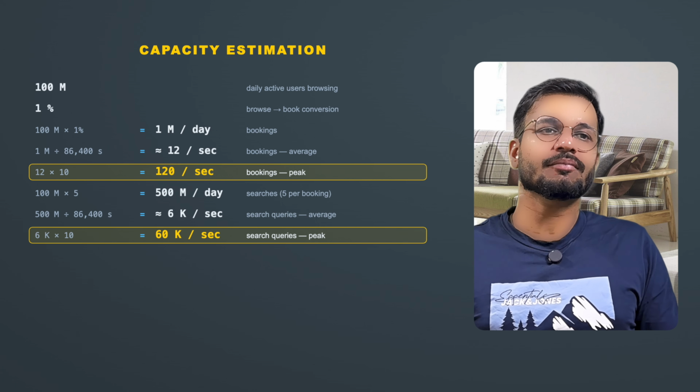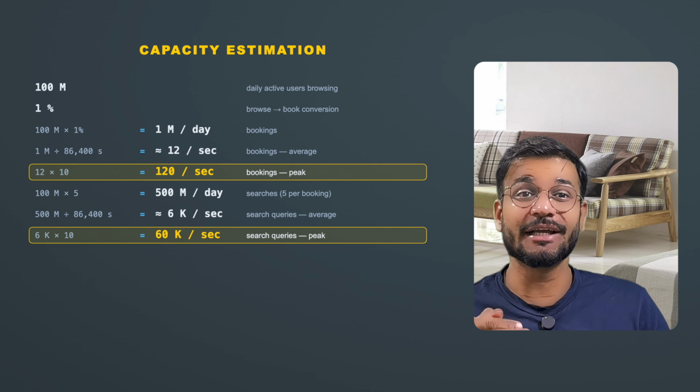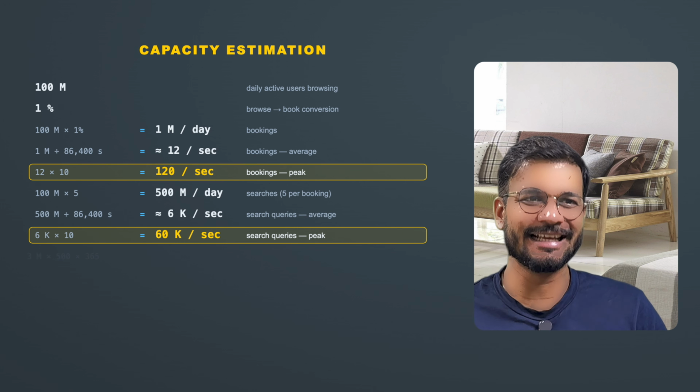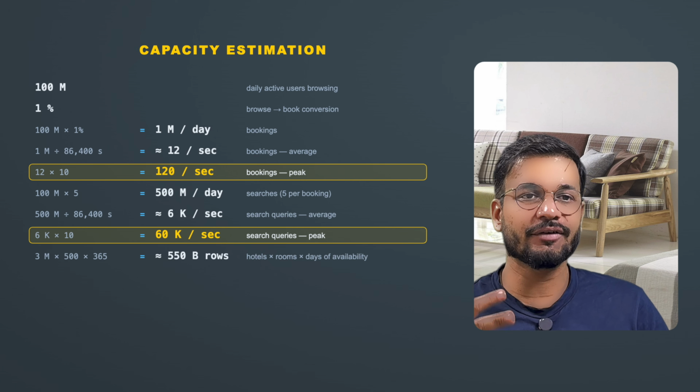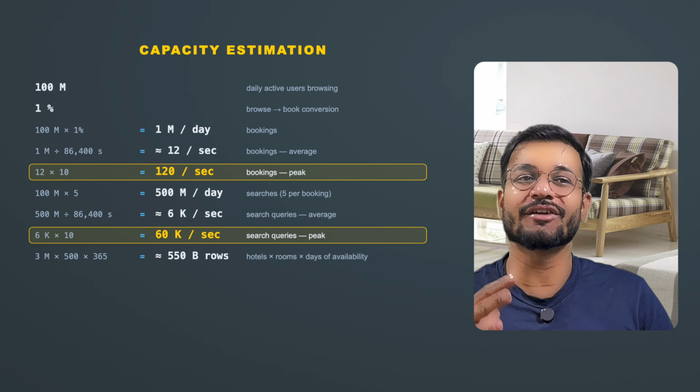Now storage. Each hotel has roughly 500 rooms on average. A major OTA like Expedia has around 3 million properties listed. 3 million hotels times 500 rooms times 365 days of availability data. That's a lot of inventory rows.